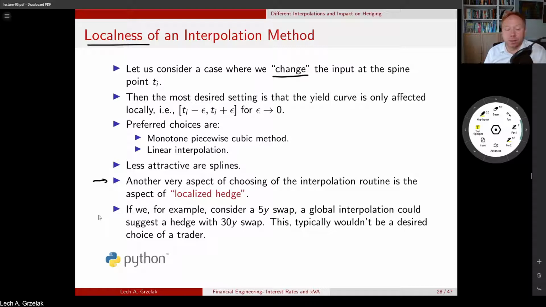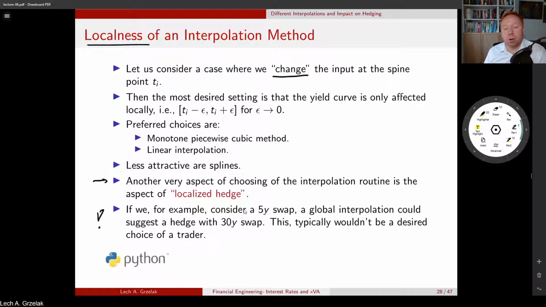Another very important aspect is to choose an interpolation such that a localized hedge takes place, and this is what we'll be discussing in this numerical experiment. And as I mentioned, if you have a 5-year swap and your global interpolation implies that you should hedge it with a 30-year swap, that may not be the best choice. So that could be impacted by the interpolation routine.